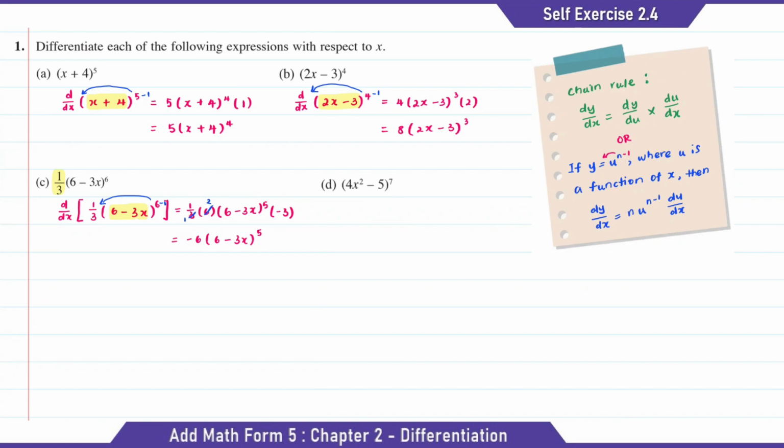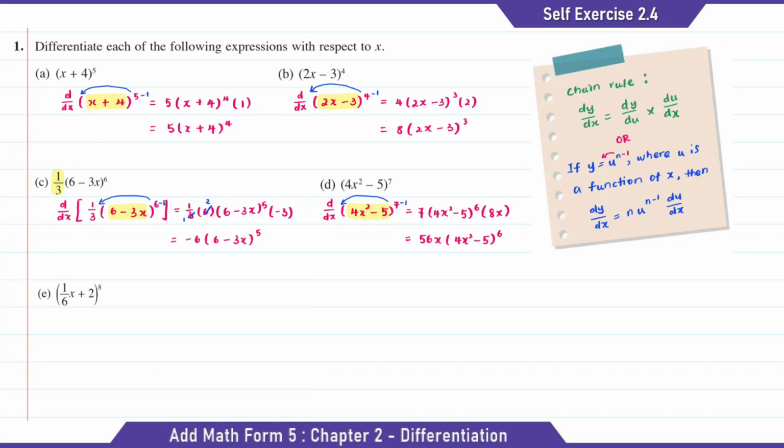Question D, (4x^2 - 5)^7. So here bring the 7 to the front, 7(4x^2 - 5)^6, followed by differentiating the terms in the bracket, which is going to be 8x. Then multiply 7 with the 8x, we're going to get 56x(4x^2 - 5)^6.